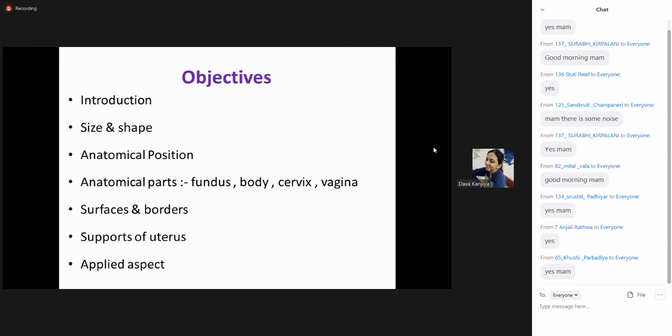Out of all the objectives, the morphological features of the uterus can be asked as a short note, in which you have to describe all these points like size, shape, anatomical position, anatomical parts, surfaces, and borders. These are the morphological features. The next question that can be asked is the supports of the uterus. Supports of the uterus can itself be asked as a short note, and certain applied aspects.